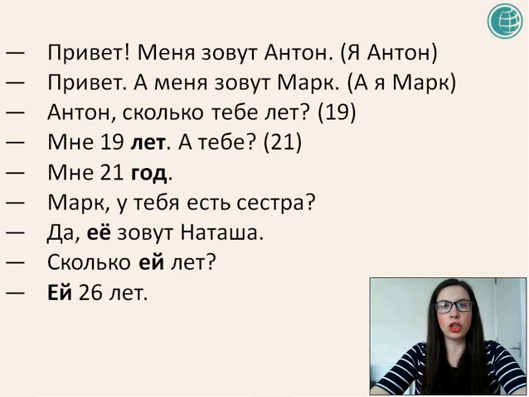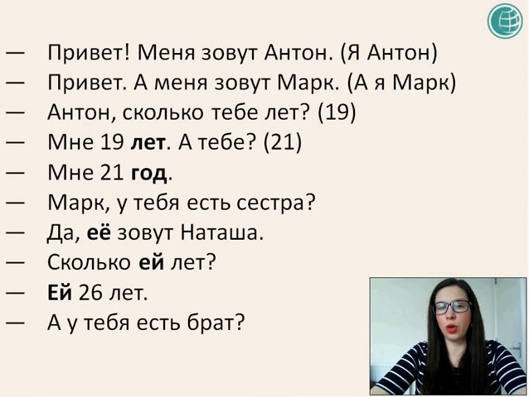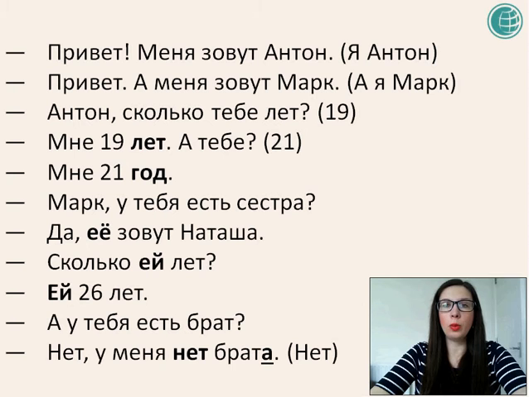Ей 26 лет. А у тебя есть брат? And do you have a brother? Answer that no, I don't have a brother. Нет, у меня нет брата. When we use a masculine word, брат, with the word нет, we have to change the ending to а. Or a simple answer can be just нет.